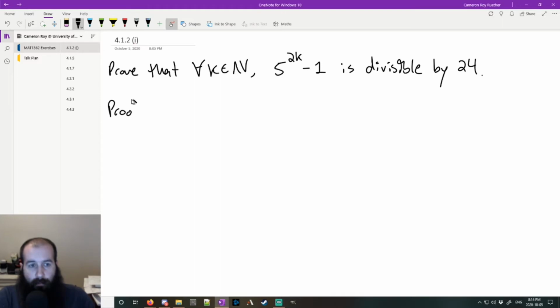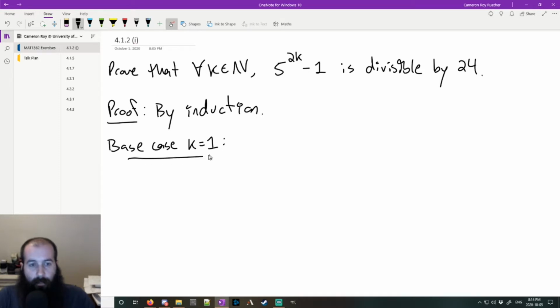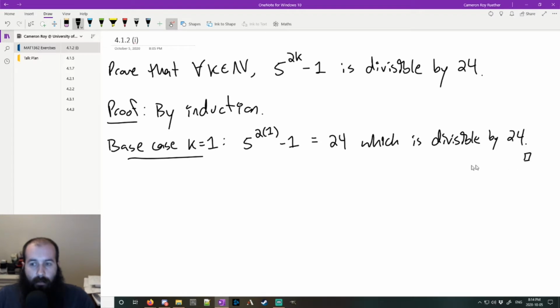So proof, we'll be doing this by induction, which means we need a base case. Since we're inducting over the natural numbers, our base case is k equals 1. And then we're just considering the expression 5 squared minus 1, which is 24, which is divisible by 24. So the base case holds.